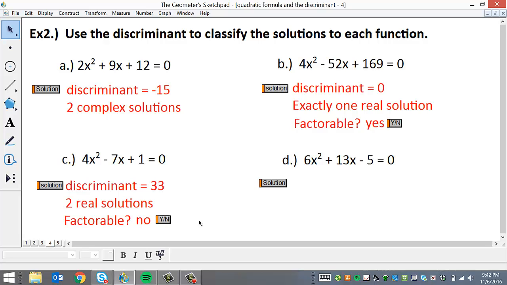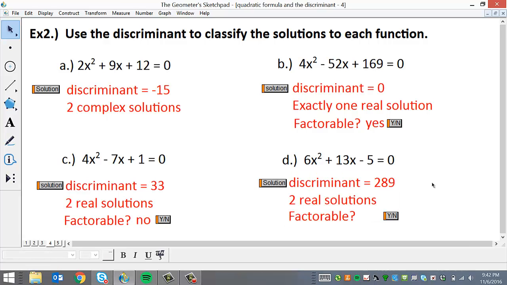And the last one, D. Hopefully you go 4 for 4 here, and we get the discriminant to be 289. That's a whole number that's greater than 0, so it's positive. So we get 2 real solutions because the discriminant is positive. And the same question: is this factorable? You might have to think a minute about whether 289 is a perfect square, but it shouldn't take you too long to conclude that yes, it is a perfect square. Therefore, that is a factorable quadratic.